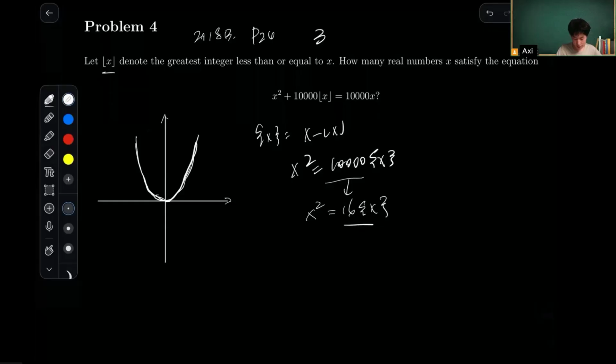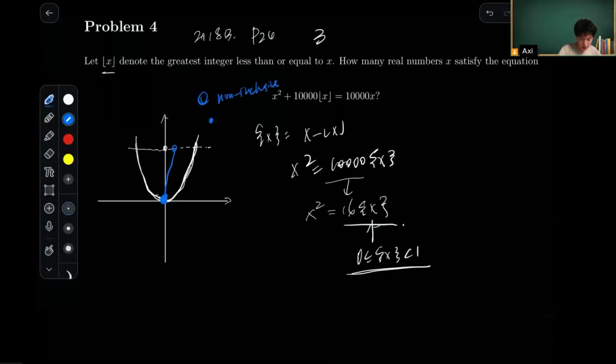And then now let's graph this. Since this value ranges between 0 and 1, non-inclusive for 1, 16 times that has a maximum value of 16. So on each interval, there is a monotonic region, which looks more or less like this. We're using this to represent non-inclusive, and this to represent inclusive. So this is repeated over and over again. We want to know how many real numbers x satisfy this equation.